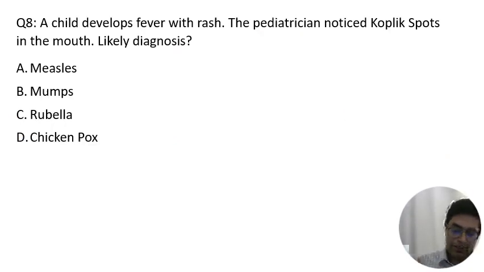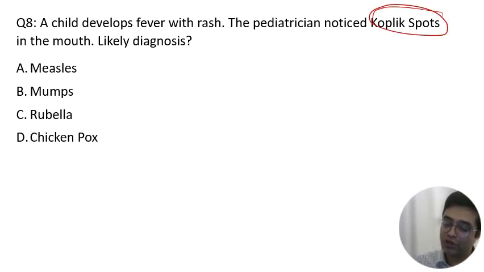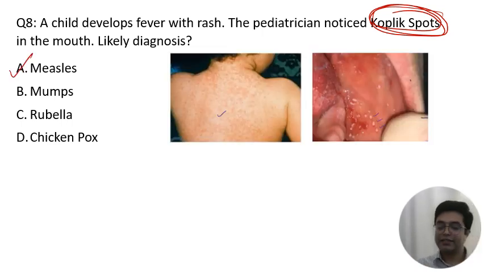Moving further, question number 8, a child develops fever with rash. The pediatrician noticed koplik spots in the mouth. Now fever with rash, there can be 1,000 diagnoses, but if the question says koplik spots are there, they are rice grain like lesions, the likely diagnosis in the patient is measles. It's an easy one. This is the typical rash.